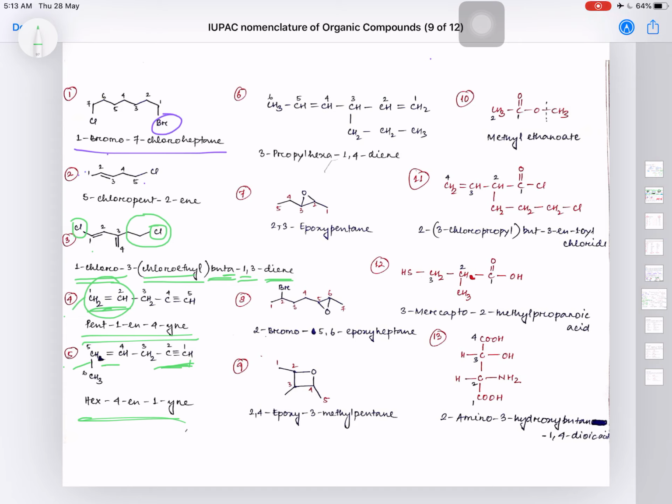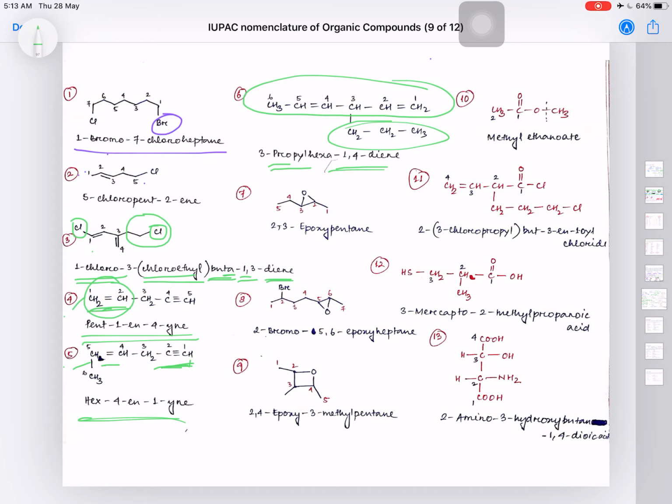Okay, then number 6. You see, this is the longest chain because it consists of the multiple bonds, and this is the side chain. So the side chain is nothing but a propyl group. Okay, so it is 3-propyl hex-1,4-diene, hexadiene. Okay, then you have question number 7.